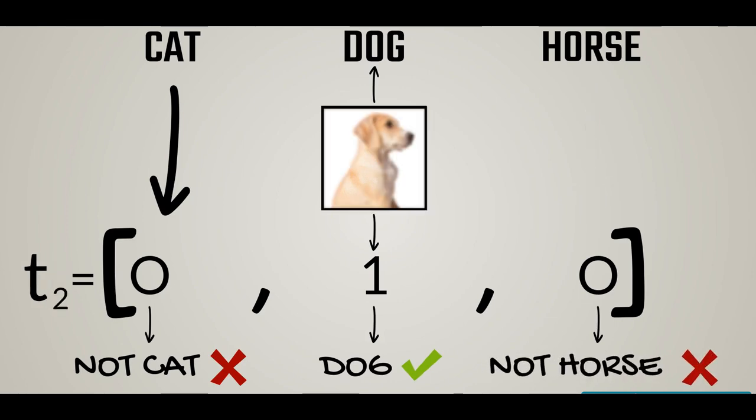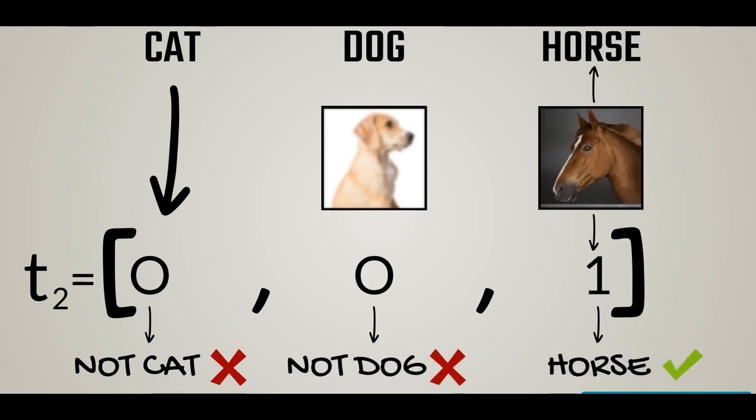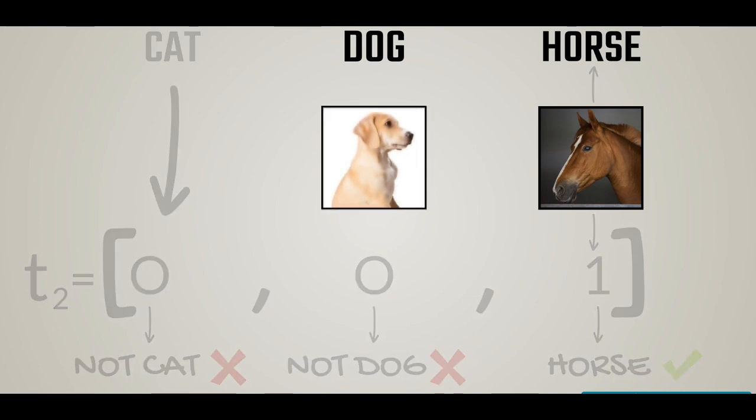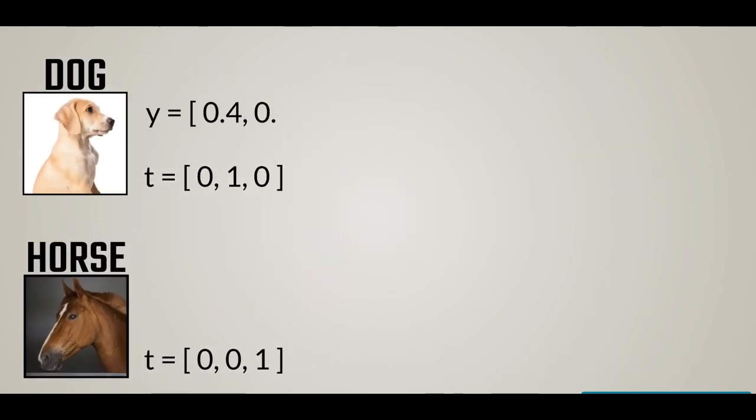Okay, let's examine a different image. This time, it will be labeled horse. Its target vector is 0, 0, 1. Imagine the outputs of our model for these two images are 0.4, 0.4, 0.2 for the first image, and 0.1, 0.2, 0.7 for the second.